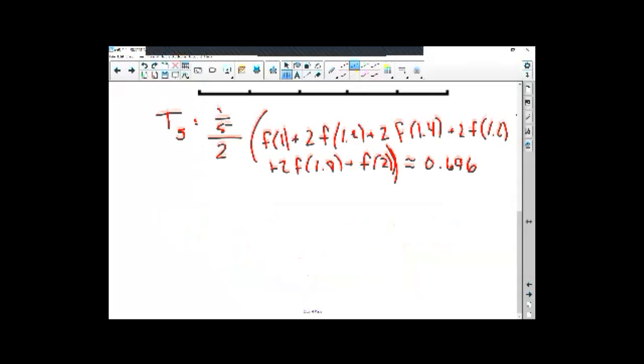All right, so there's using the trapezoidal rule. Now the midpoint rule, which was the other thing we were asked to do. Formula's a little more simple, a little easier. It's just our delta x times our function value at the midpoint between 1 and 1.2. So what's halfway between 1 and 1.2? 1.1.